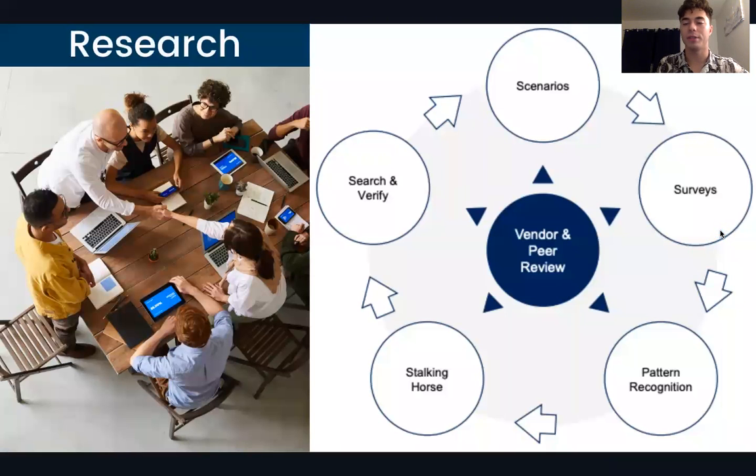On the right here, you can see the techniques that are used for research. Experts analyze different scenarios, surveys, pattern recognition, stalking horse, and then each thing is verified very thoroughly and vetted. And so each of these are pretty self-explanatory, except for the stalking horse, where a certain position is kind of taken by a bunch of analysts and analyzed from a bunch of different angles.